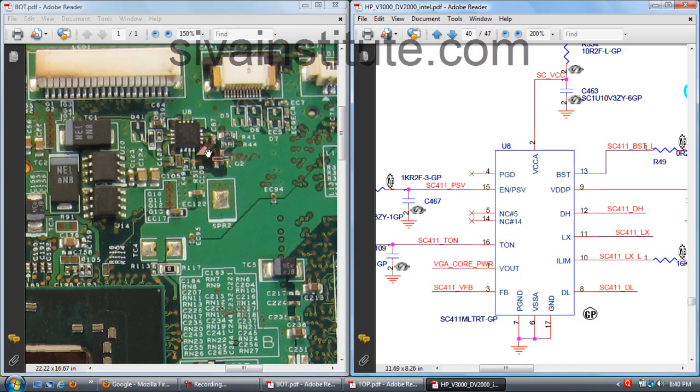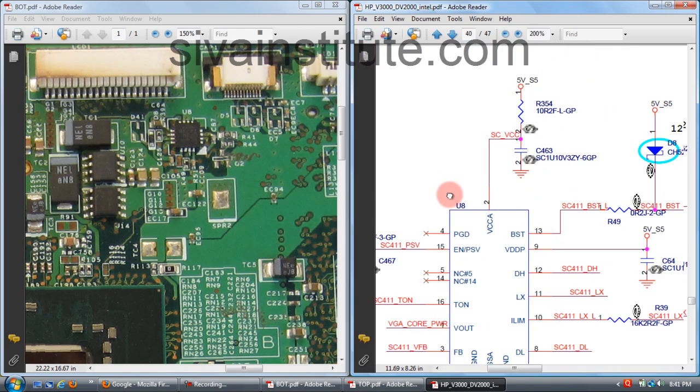See here, this is the mark. Pin number 1, 2, 3, 4. You should check from here, pin number 1. Total 4, 4, 4, 4. Total 16 pins. Pin number 1, 2, 3, 4, 5, 6, 7, 8, 9, 10, 11, 12, 13, 14, 15, 16. Just like this one, U8.